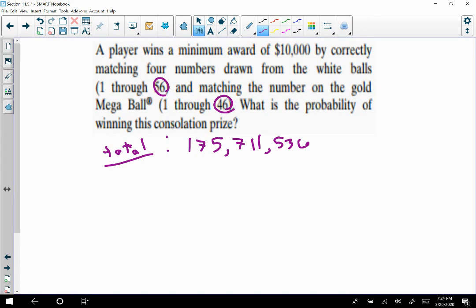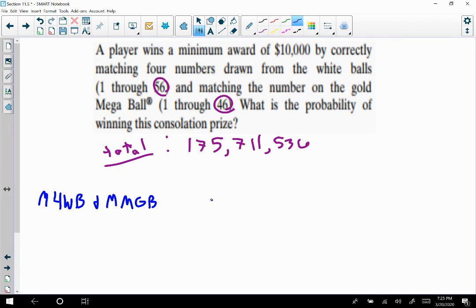175,711,536. Okay? Now, our event is this consolation prize. So our event is we want to match 4 white balls and we want to match the mega gold ball. That's our event. So again, it is a Bayes problem. So let's start working on this.